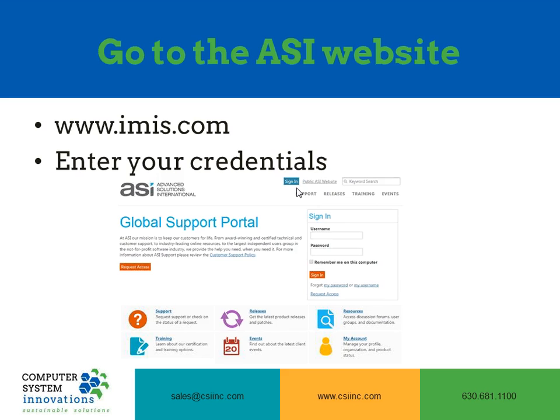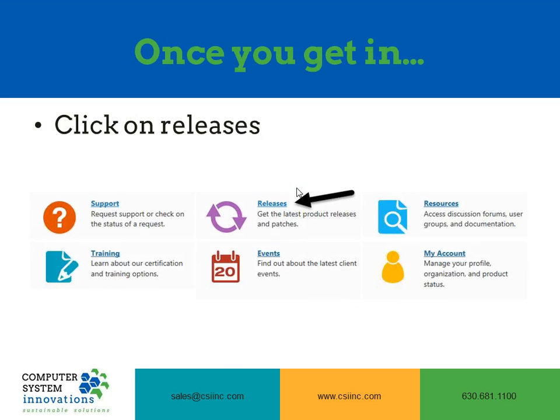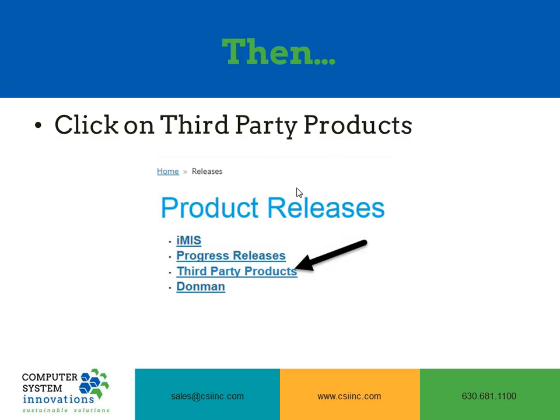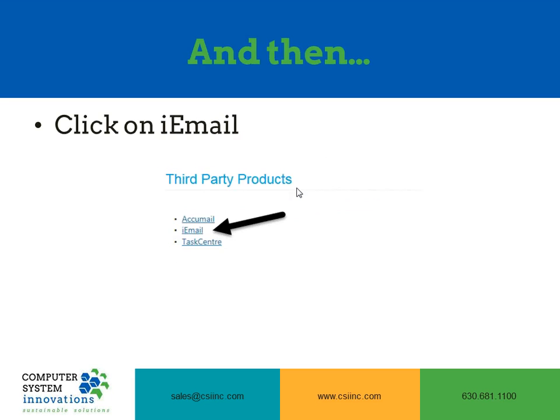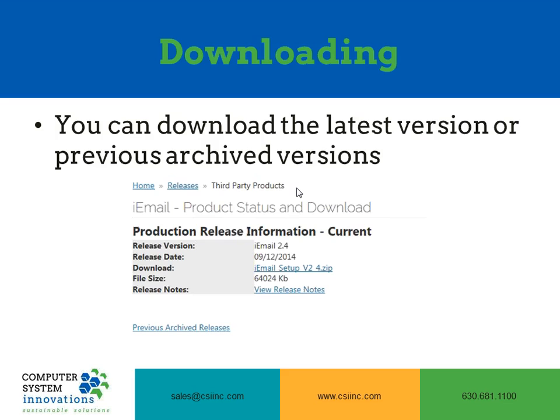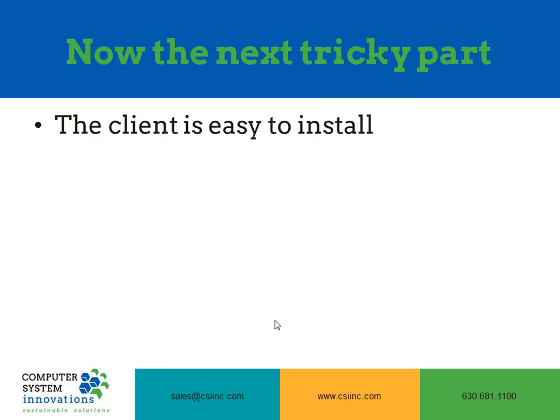That's easy. We go out here and we log into IMAS. ASI is the provider of iEmail in terms of sales as well as license keys. So if you log into IMAS and enter your credentials, you go to Releases, you go to Third-Party Products, you click on iEmail, and you'll see the current release out there as well as the previously archived releases. In this case, you'll see 2.4, and if you're actually sitting on web services 2.3, you could go to previously archived and download a different 2.3 that would work on your laptop or your machine or whatever it might take.